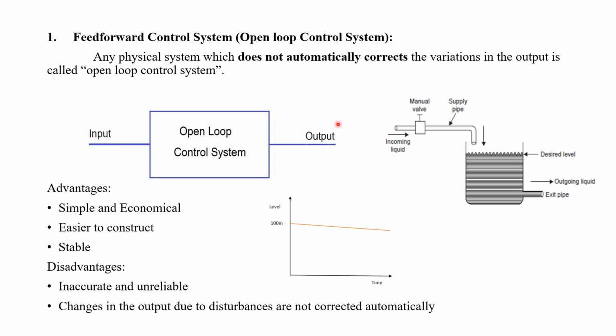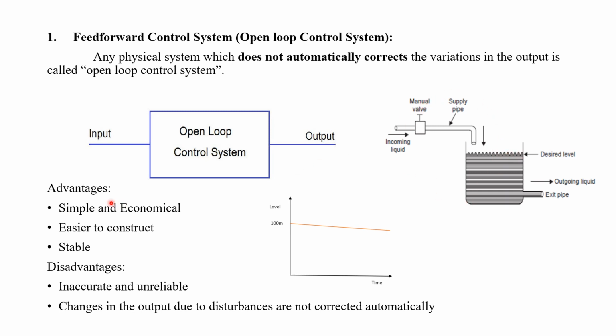So the best example for this open loop control system will be a level control system, as I explained already. Here we are changing the position of the inlet valve and we are measuring the output water level. Just we are giving the input signal and we are measuring the output signal. This is an example for open loop control system.